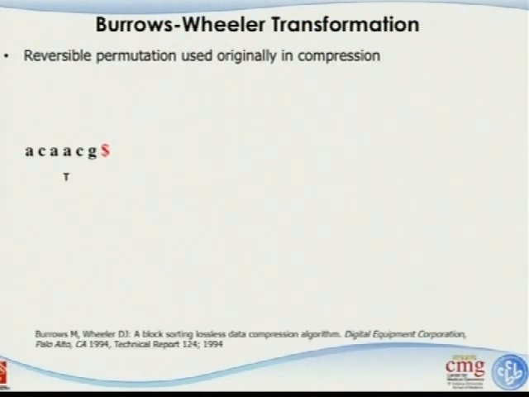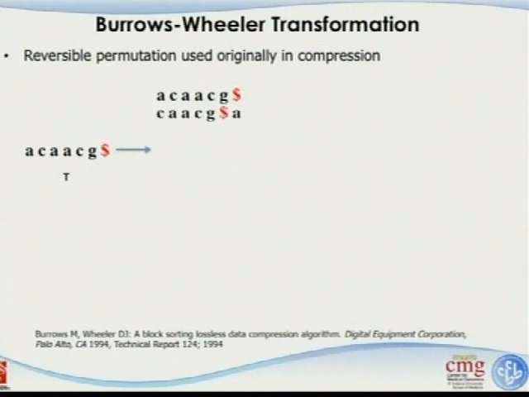Okay, so let's look at it. It's a reversible permutation originally used for compression. I will first go through how we do this BWT, and then we can see some of the features and how we use that in alignment query systems. So this is an original string, for example, ACAACG. What happens is you add a tag on here, a dollar sign, which is always good. So you put it in here.